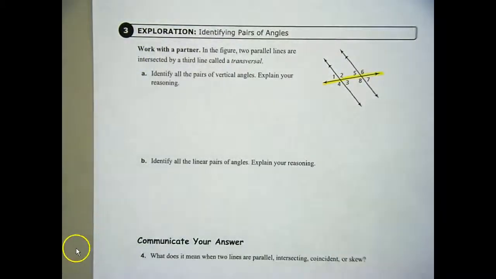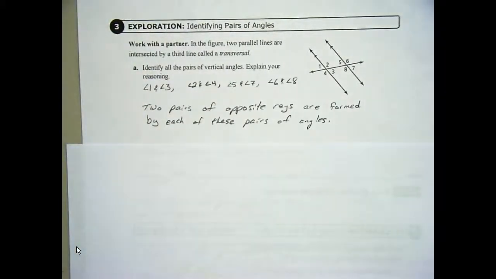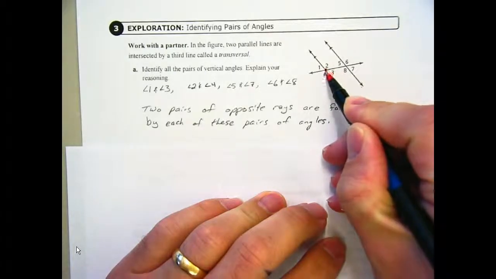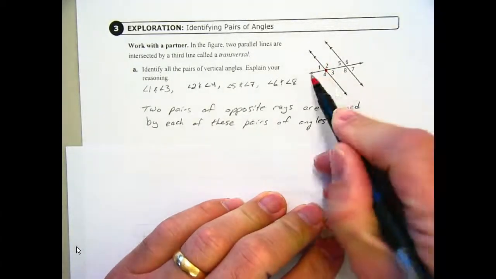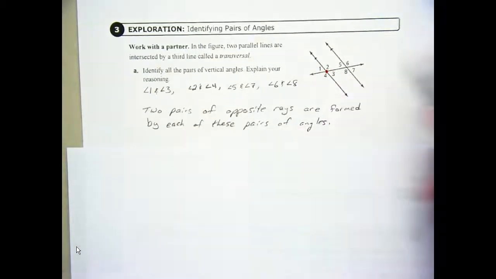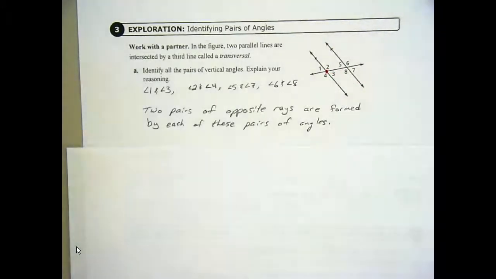Okay, let's see how you did on the first one there. Angles 1 and 3, 2 and 4, 5 and 7, 6 and 8 are all vertical angles, because two pairs of opposite rays are formed by each of these pairs of angles. So when you're looking at vertical angles, this guy and this guy, they intersect right here. Those two lines intersect there, and they form opposite rays from that point. Those are vertical angles. Some of you just say, well, they're diagonally opposite of each other when they intersect.